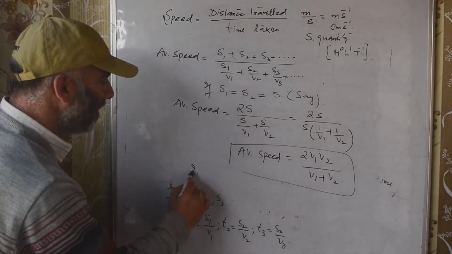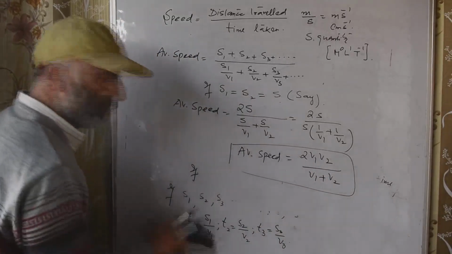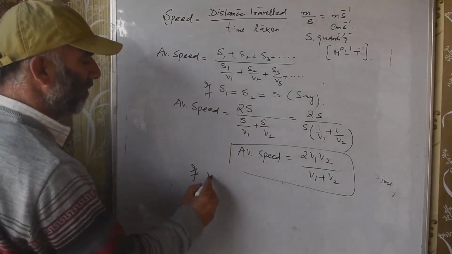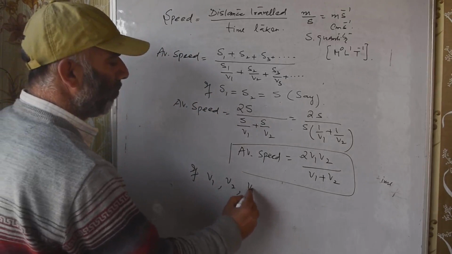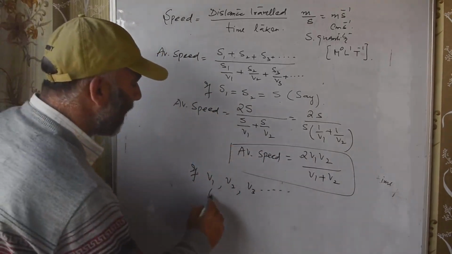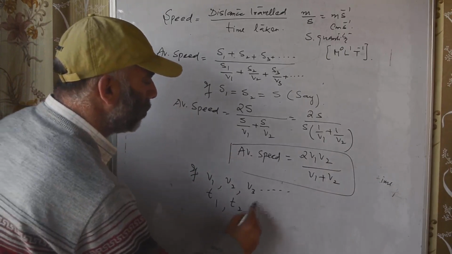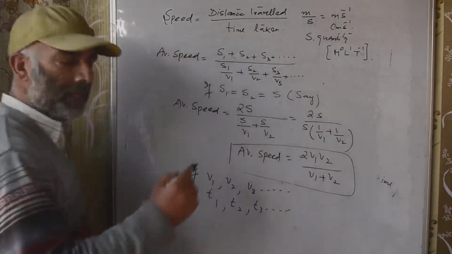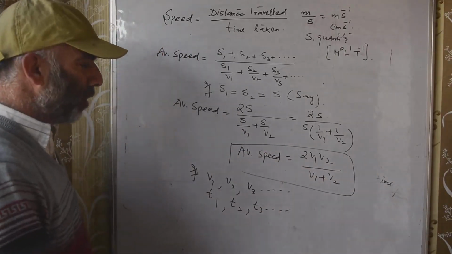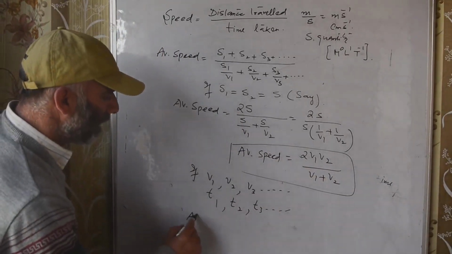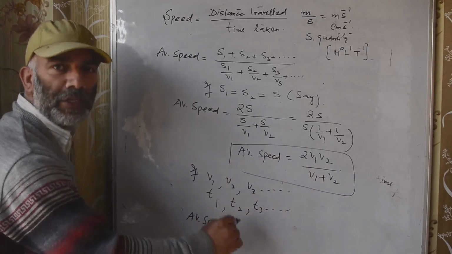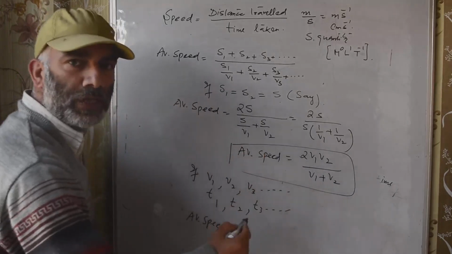If different is the case, if the particle or the body moves with velocities V1, V2, V3, with time intervals T1, T2, T3 and so on. Now velocities are given and the time intervals are also given. We have to calculate average speed. Everybody knows that average speed is total distance covered by total time.